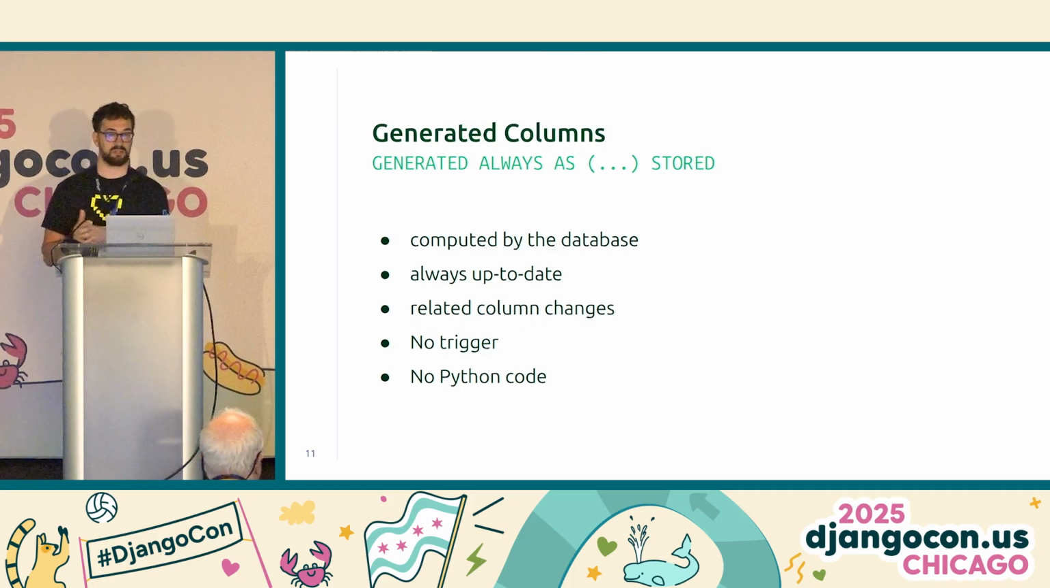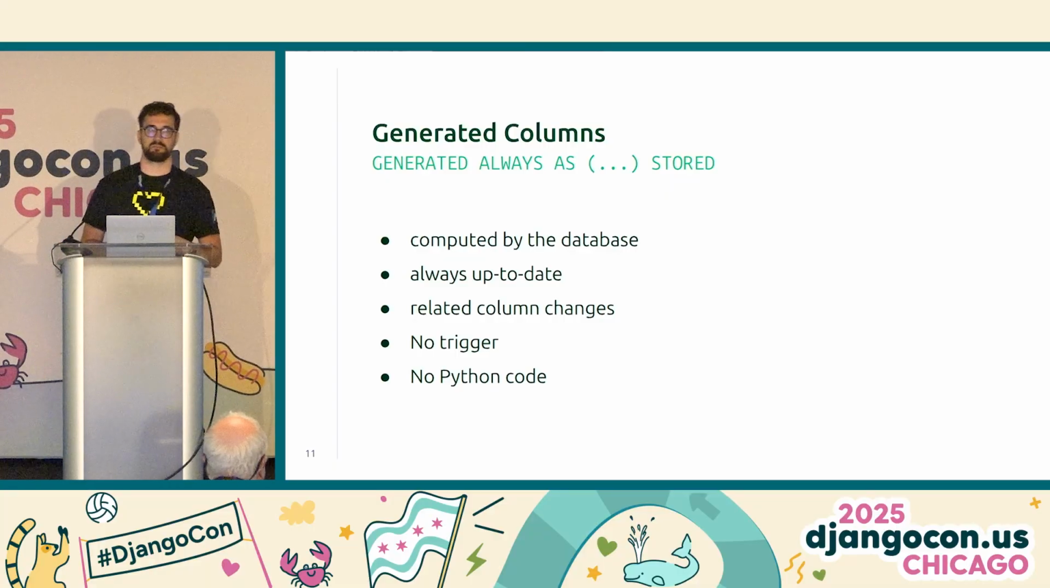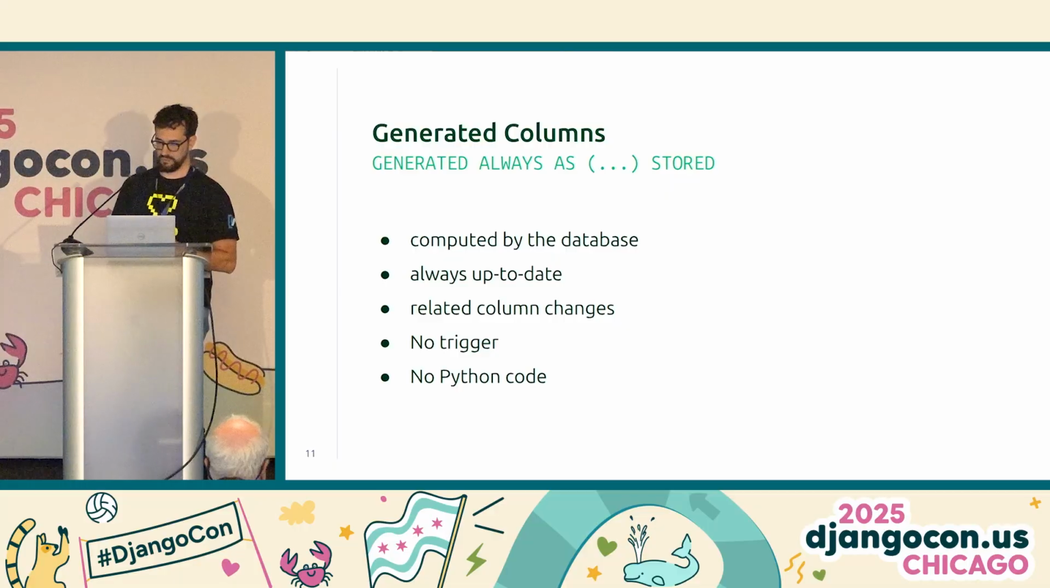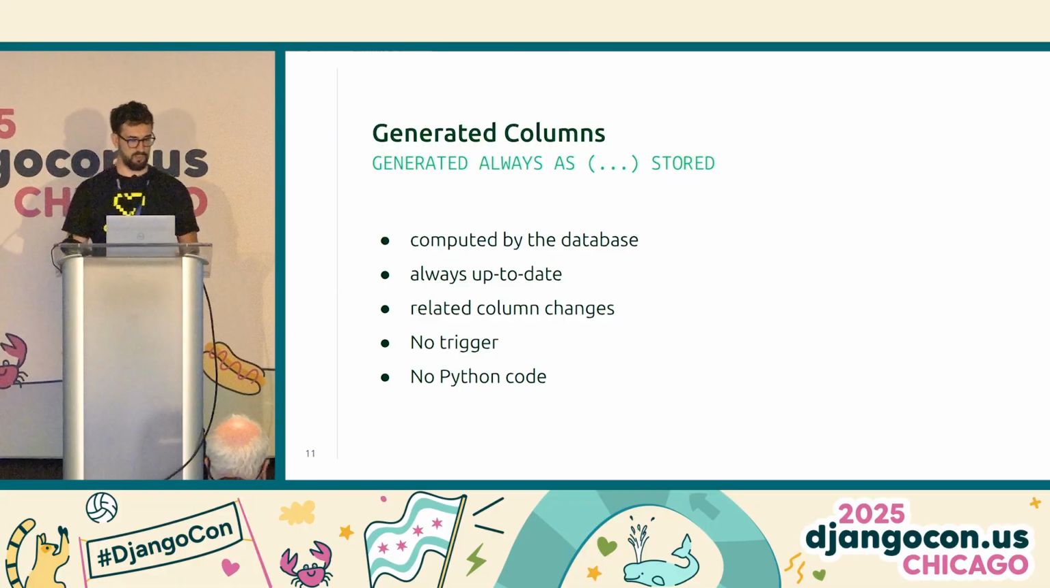There were generated columns. They are computed by the database. They are always updated based on other fields. So when you modify a column, these generated columns update based on that, without the need of any trigger or any Python code at all. So it's been quite promising.